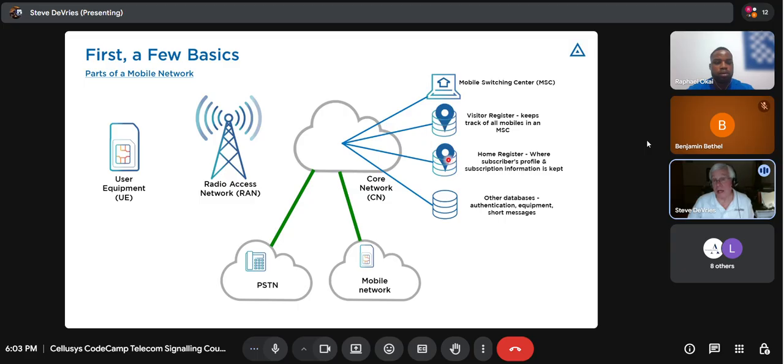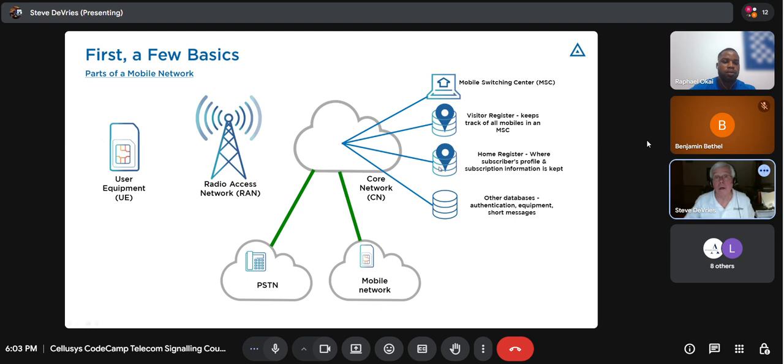And the home register says, I know the switch where that customer currently is. I know that Raphael is now here. He's not in the home switch. He's in the switch here in the city center. I know that Benjamin is here now. So the home system knows where you're at.